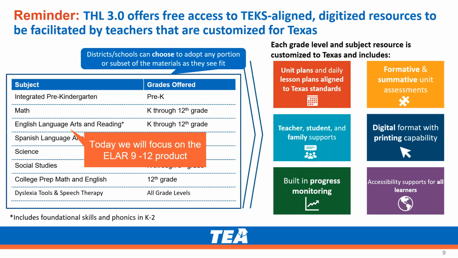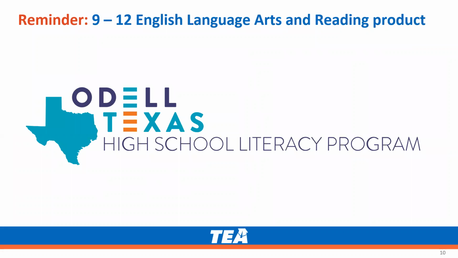Again, this slide will look familiar to many of you. We have been naming the 6 criteria that you see on the right side of the screen as key to the products selected to be part of Texas Home Learning. Today, again, with a focus on 9 through 12 English language arts, we are going to dive into how these 6 criteria live within the products themselves and support students, teachers, and families. Again, our focus is on Odell, Texas High School Literacy Program, 9 through 12.